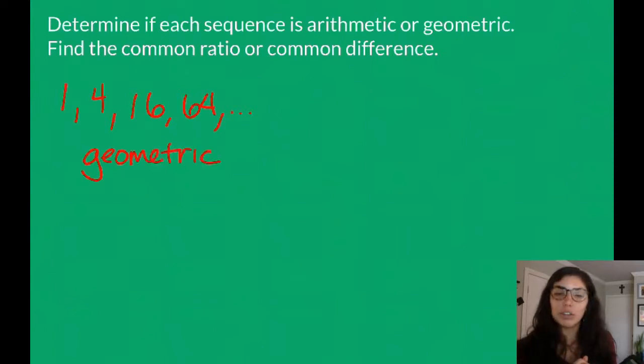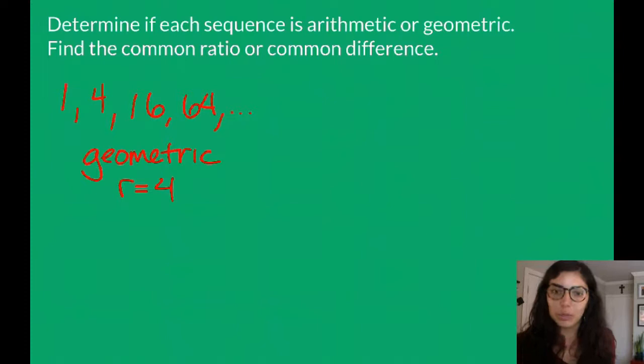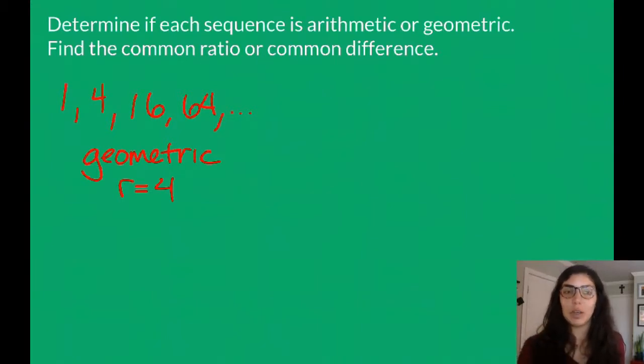It is a geometric sequence. Geometric sequences have common ratios, not common differences. And that number that I said out loud that I would be multiplying each time is 4. So the common ratio for this sequence is 4. It is a geometric sequence because I'm using multiplication.